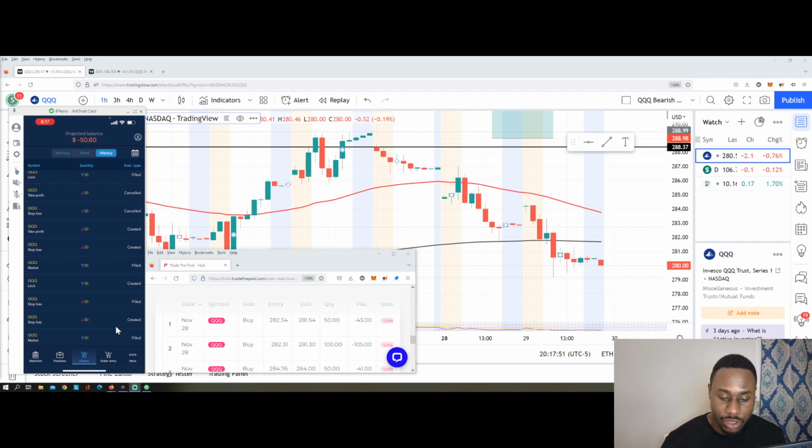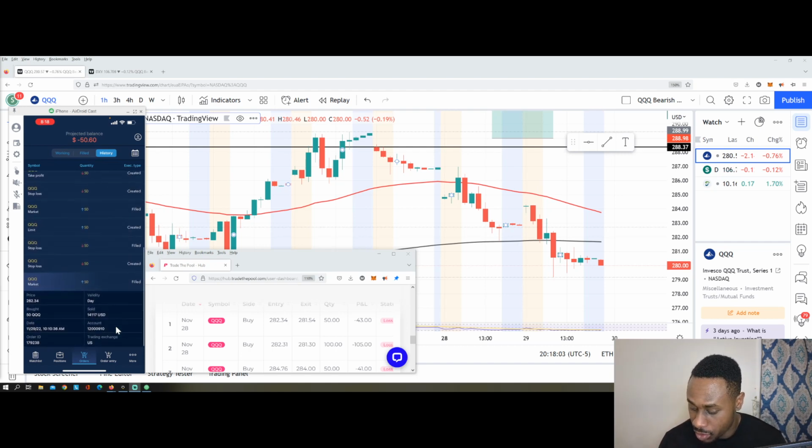So the first trade, and I kind of find this funny, because the first trade was a buy on QQQ, right? My first trade was literally a buy of 50 shares on QQQ at 28234.